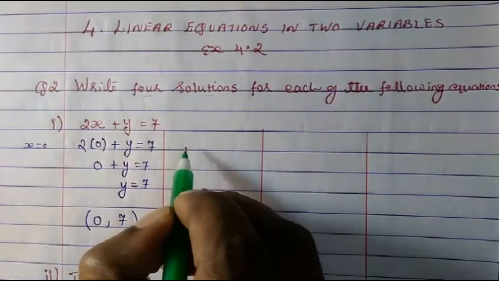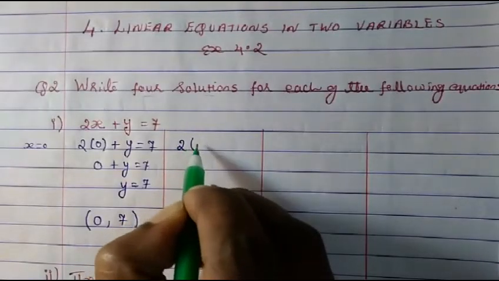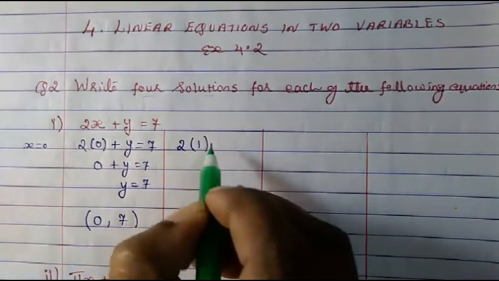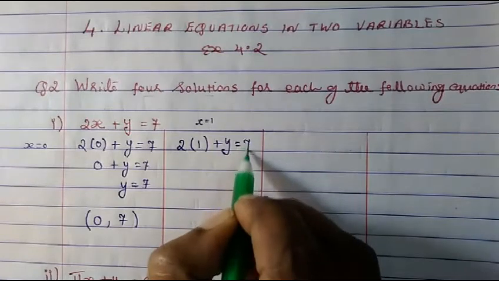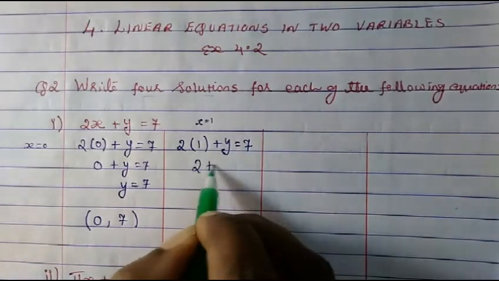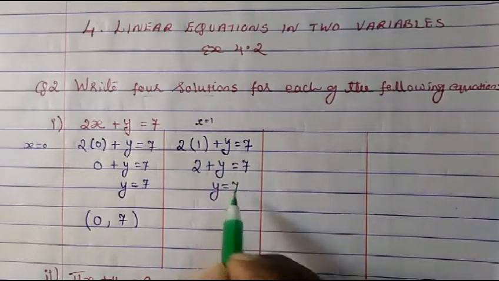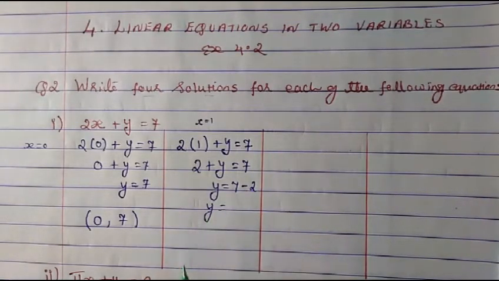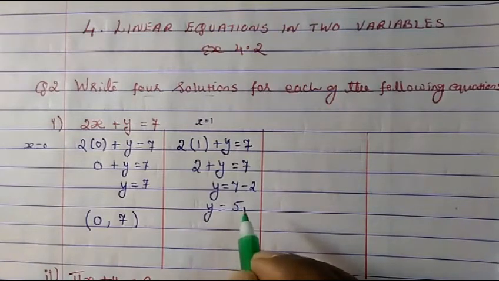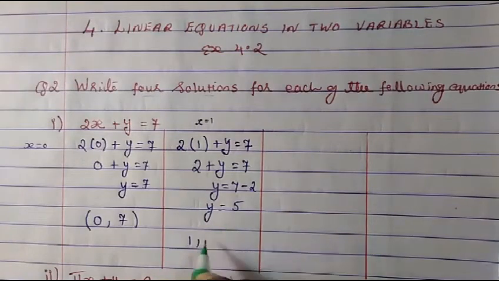So now I'll give maybe here 1. x value I'll give it as 1. So then 2, x value I am giving 1. I'll write it here, x as 1, then plus y equal to 7. So 2 ones are 2, plus y equal to 7. This 2 goes to the other side. So this is in plus, when it goes here, it will become minus. So y equal to, from 7 you minus 2 will get 5. So my second solution is x I have taken as 1, and y value I got 5. This is my second solution.